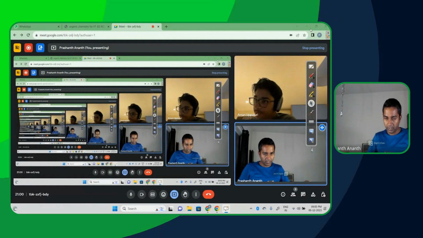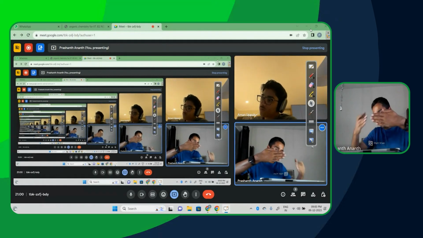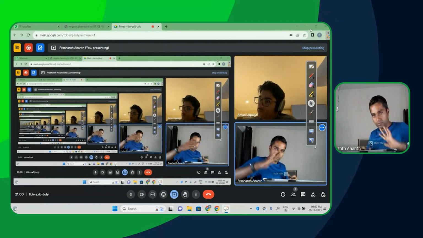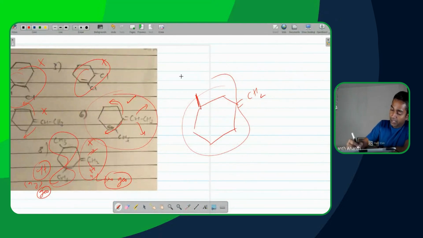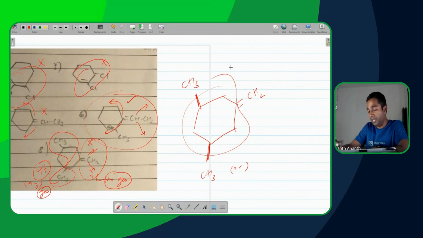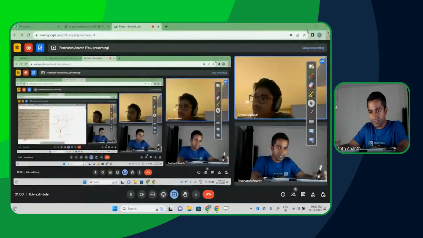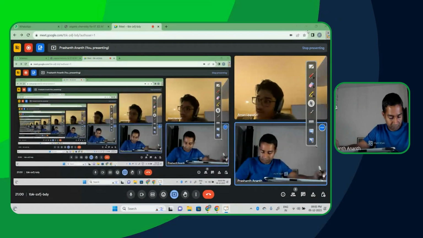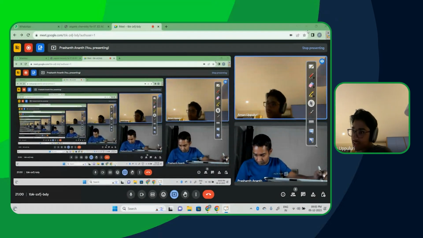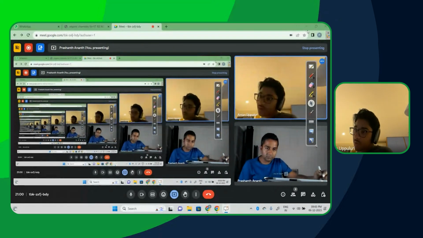If I'm tilting it like this, then one group is towards you, one group away from you. How can I make them cis? I can have one CH3 above, and this CH3 is also above, and H is going to be away. You're familiar with the wedge and dash, right? What do you understand by the wedge and dash? The wedge is coming towards us, and the dash is going away from us.